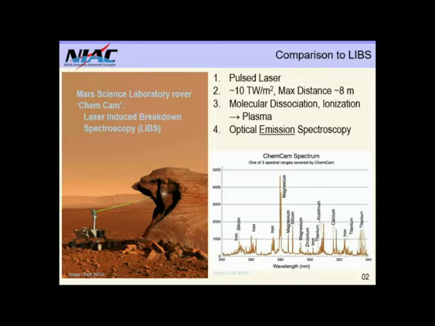LIBS, laser-induced breakdown spectroscopy, is currently equipped on the Mars Science Laboratory rover, the ChemCam. And so the depiction here is that a laser is pointed at the target, and that laser is about 10 terawatts per square meter, sufficient to dissociate molecules and ionize atoms, and that ionization then would produce characteristic emission. And you can look at that characteristic emission with a spectrometer on board the spacecraft, right?